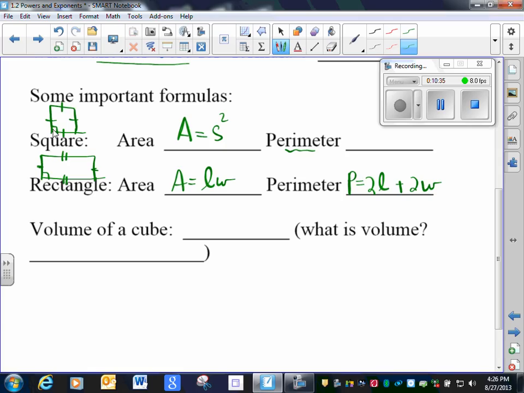When you're going around the sides of a square, they're all just sides. Side plus side plus side plus side. There's 4 of the sides. So you can write this, P is equal to 4S.